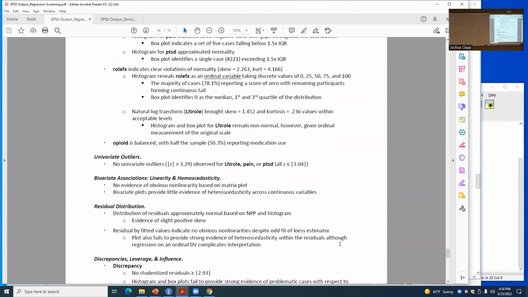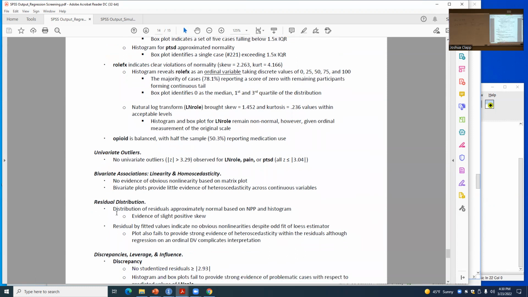Residual distributions, right? We're saying the distribution of our residuals is approximately normal based on our normal probability plot and our histogram, right? Maybe some slight positive skew. This is looking at our marginal distribution. But here, when we got our residual by fitted values, it indicates no obvious nonlinearities, but it also looks like no clear heteroscedasticity. But again, we've got this ordinal DV that makes it hard to interpret this.